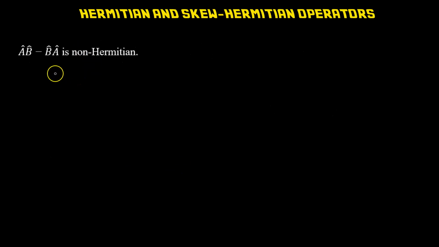So coming to the second proof, here we have the operator AB minus BA, and we need to show that this is non-Hermitian, given that A and B are Hermitian. So let's start with the definition.